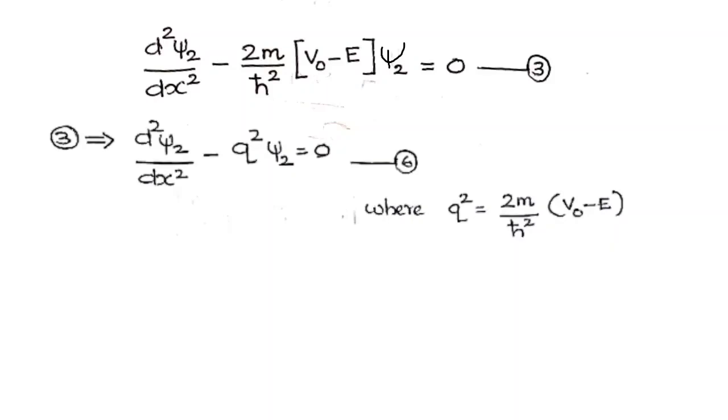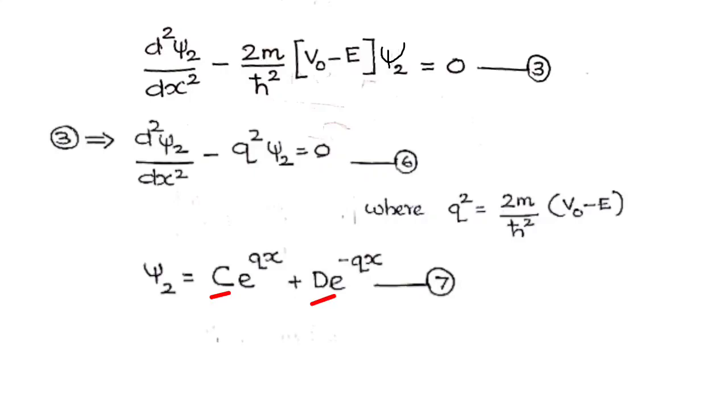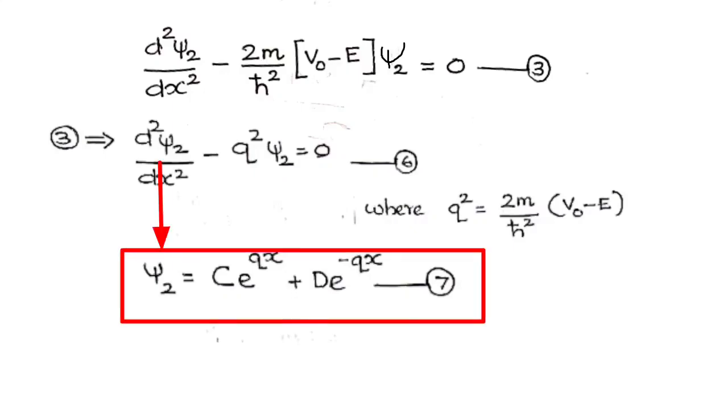The solution to this equation, ψ2, is equal to a constant into e raised to the first root into x plus another constant into e raised to the second root into x. We have already taken A and B as constants, so here we can take C and D as constants. By solving equation 6, ψ2 will become C e^(qx) plus D e^(−qx). The first root is q and the second root is minus q. This is equation number 7.